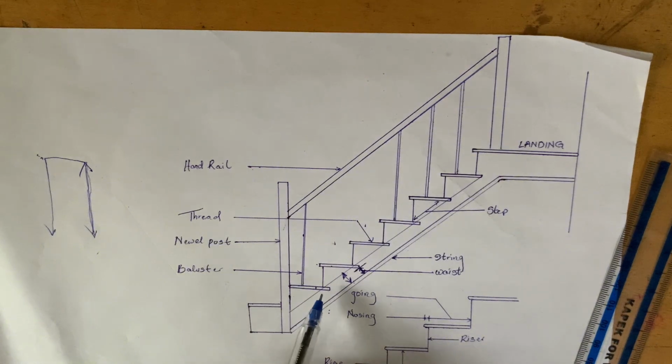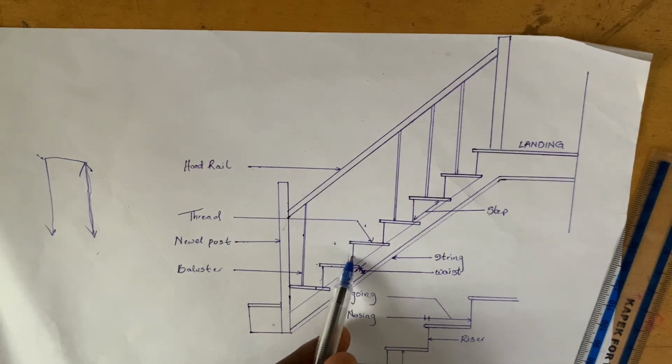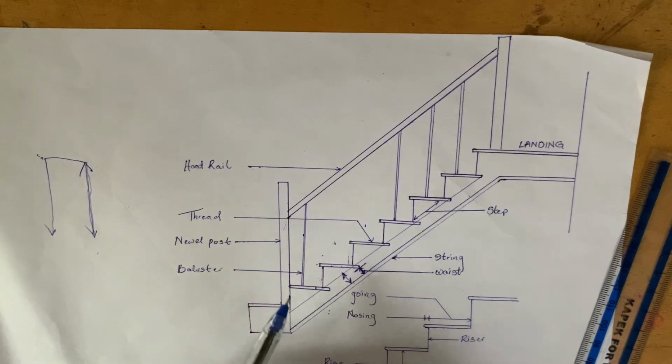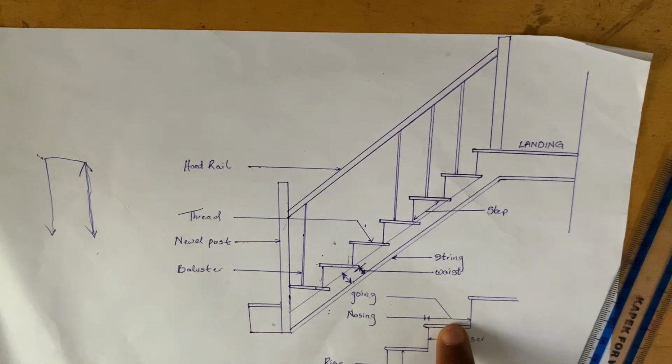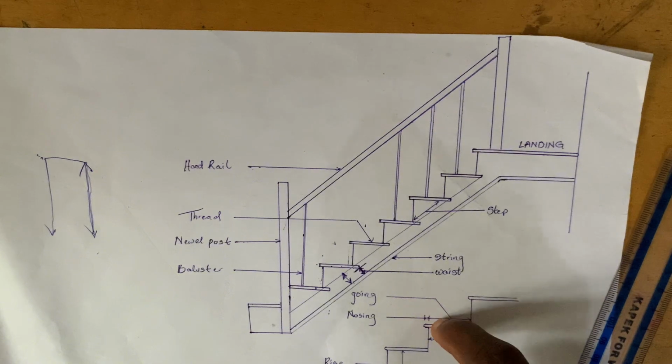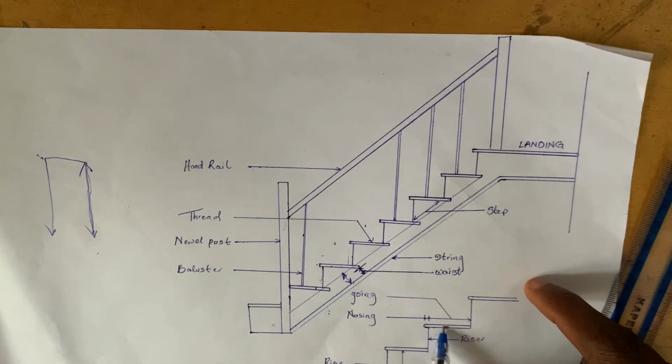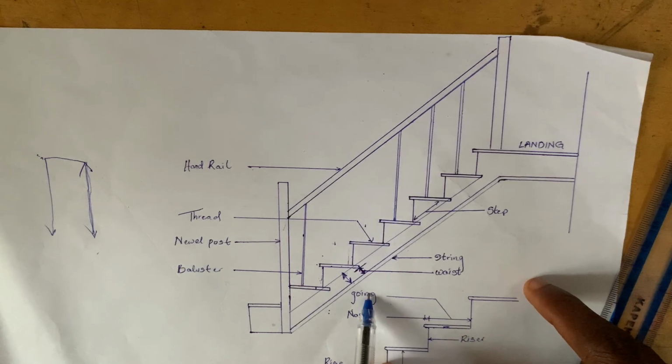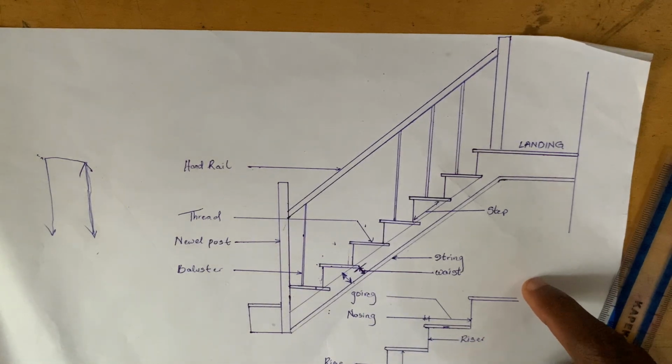So the distance from two risers, if this is a riser, this is another riser, the distance from here to here would give me my going. So the distance from two risers will give me my going, but what I am stepping upon is called the tread. This is the tread. The distance from here to here is called the going. I hope you get the logic.